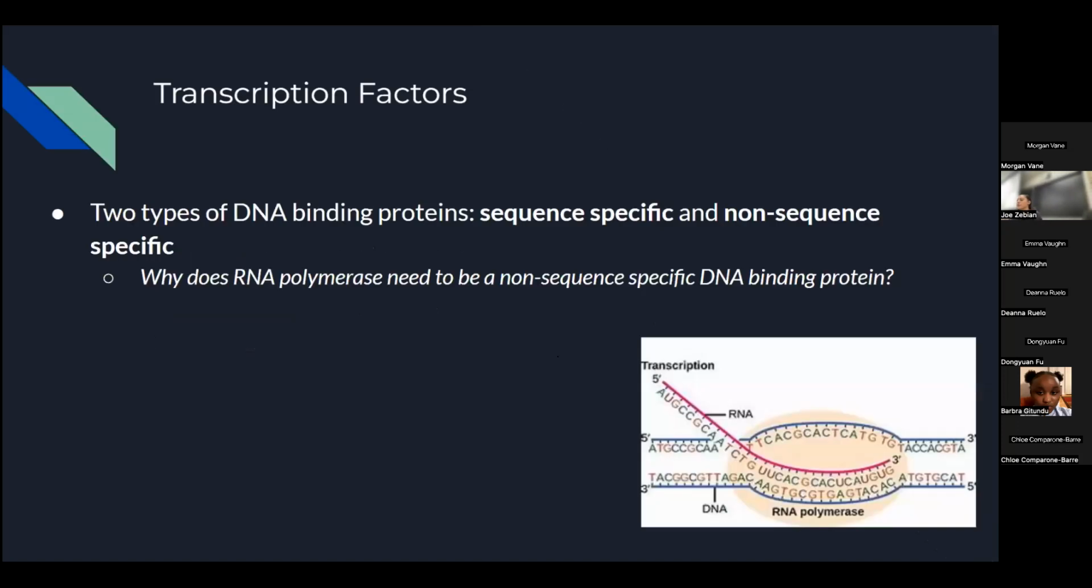So transcription factors, TFs. There are 2 types of DNA binding proteins, and these would be sequence specific and non-sequence specific binding proteins. And a question that you might see would be like, why does RNA polymerase need to be a non-sequence specific DNA binding protein? Does anyone have a guess for this?